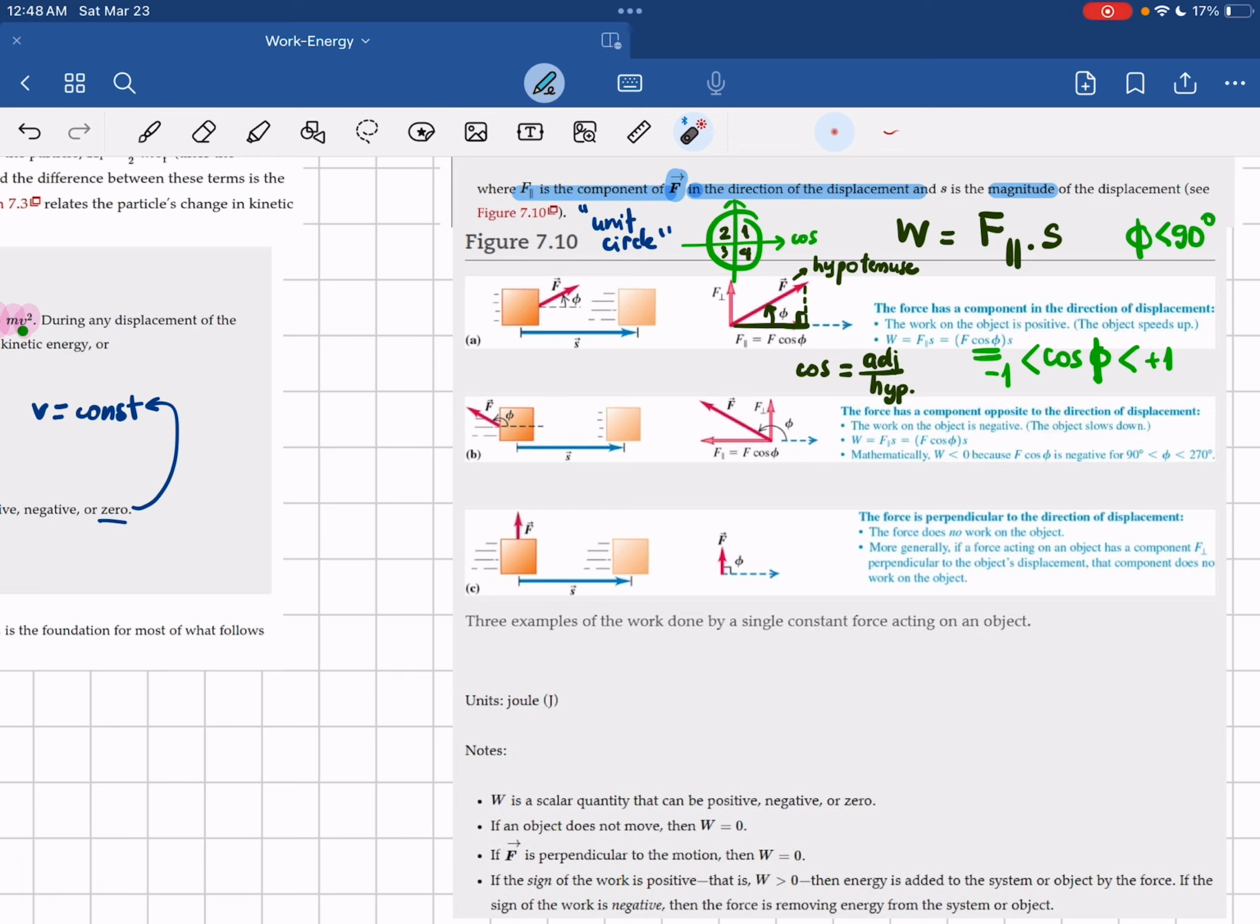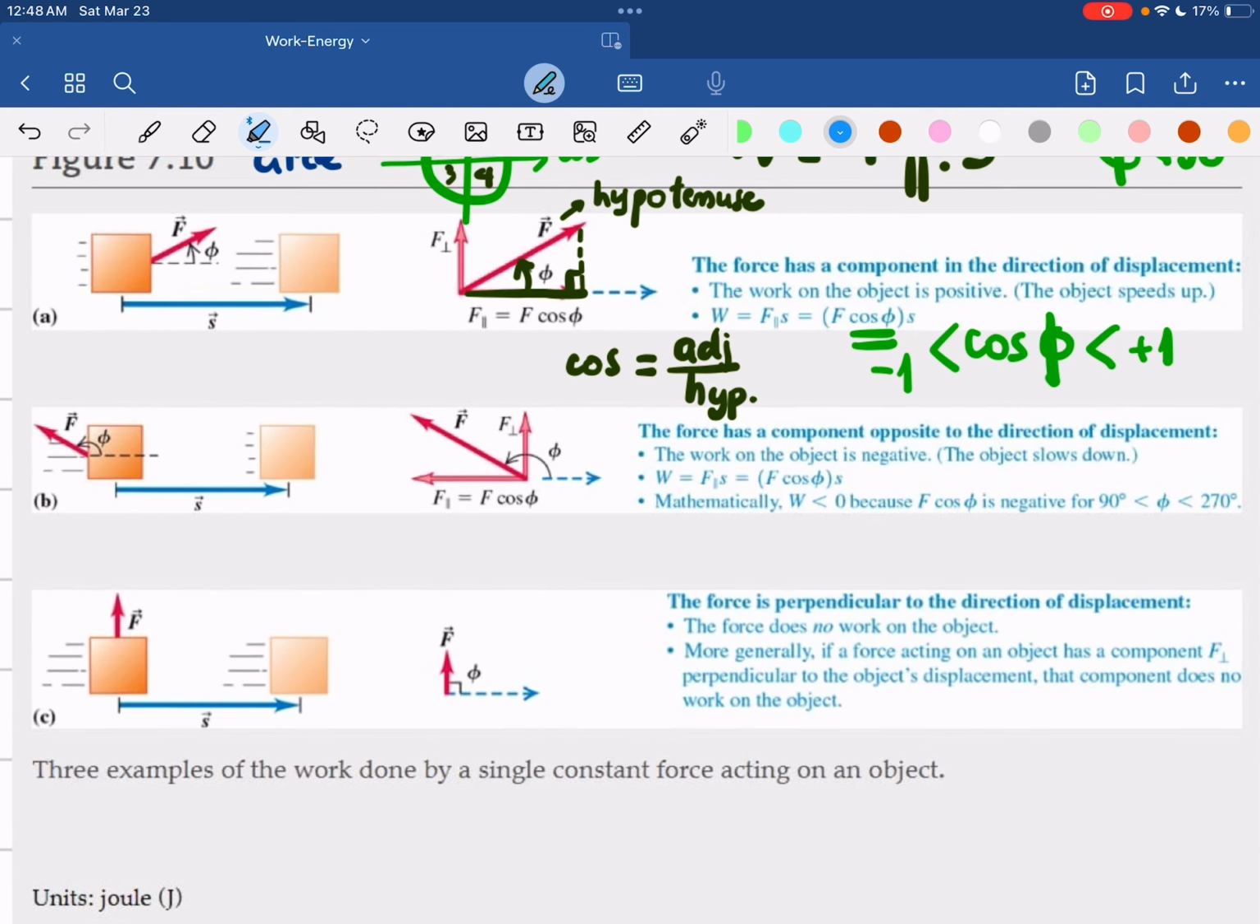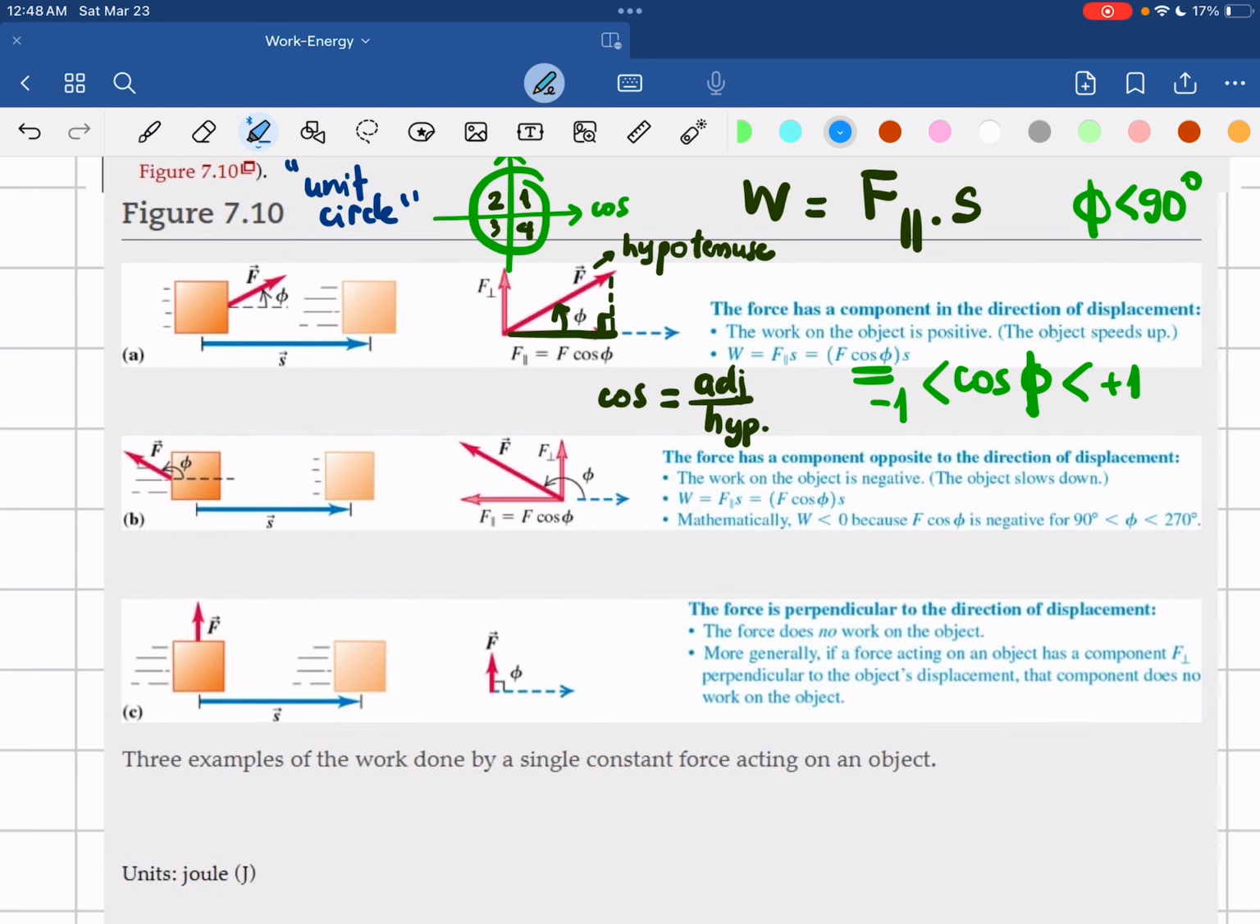And you see the way they identify the angle? Did you see that? It's a very important point here. It goes from the s direction, and then from that to the force direction. You see that? It goes all the way like that.